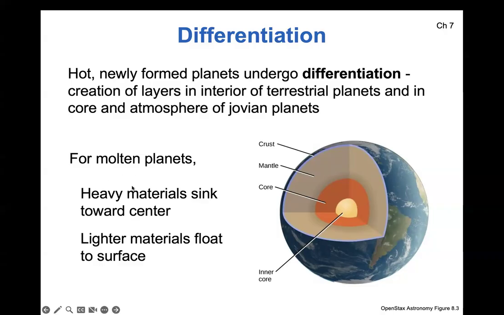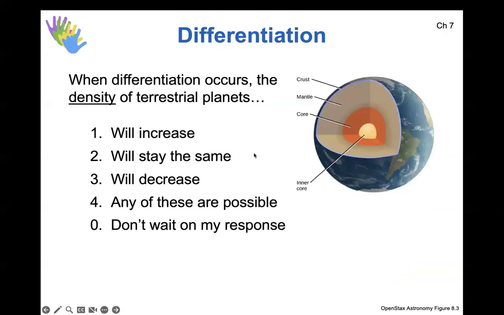And during that phase, the heavy materials, due to the influence of gravity, would be sinking towards the center, and the lighter materials are floating to the surface. Okay, as the planet cools, that then locks in that lighter material near the surface and the denser material at the core. Okay, and is Earth totally cooled to a solid? It isn't, right? Earth still is molten inside, but it's cooled enough that the differentiation is still locked in place. So when differentiation occurs, the density of the terrestrial planet does what?